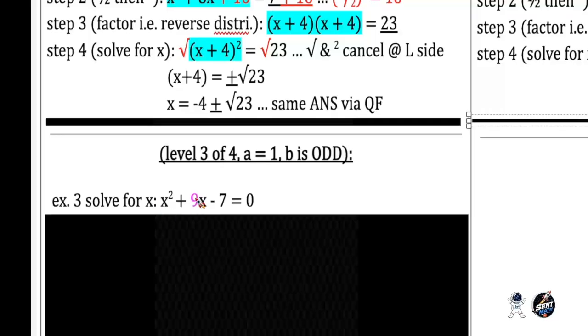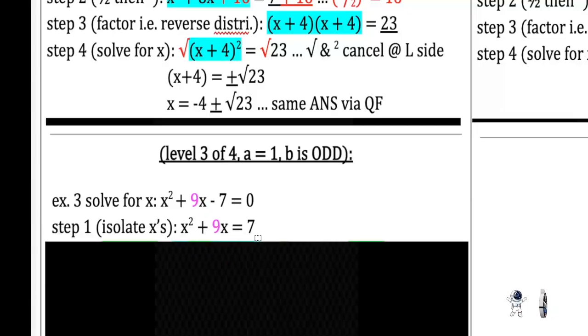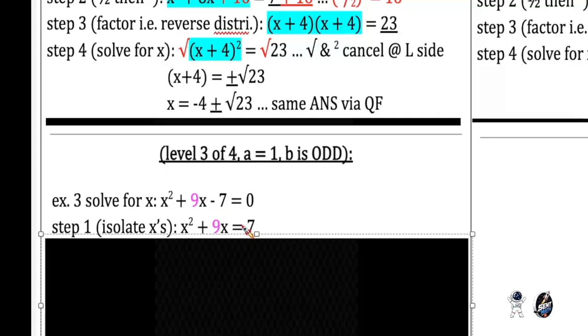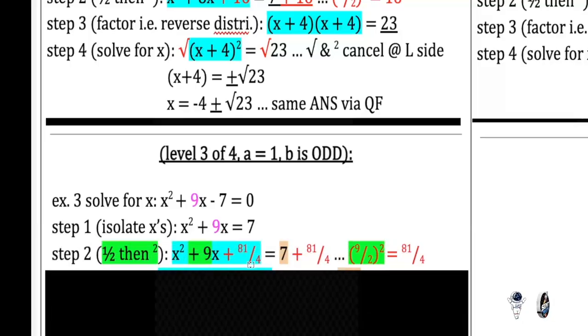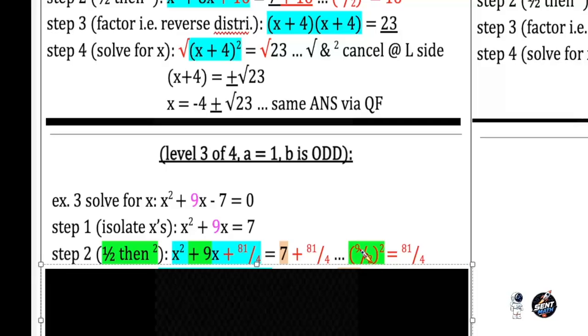Okay, so let's go ahead and get started over here. The first thing we're going to do, okay, is add 7 to both sides. And then we are going to half 9, or multiply 9 by half, and we're going to keep it as a fraction and then square it. And we're going to get 9 squared is 81 as a numerator. 2 squared is 4 as a denominator. And we are going to add this 81 over 4 to the left side, which means we have to add 81 over 4 to the right side.